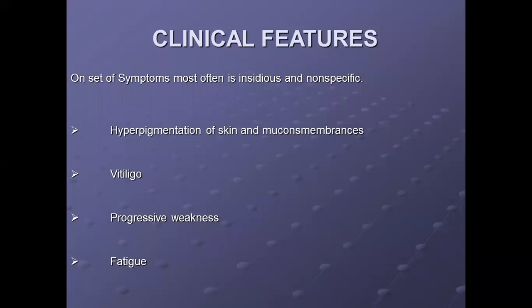Progressive weakness. Because there is electrolyte imbalance, there is hyperkalemia, hyponatremia, and also muscle weakness. Blood sugar is decreased, blood pressure is decreased, cardiac output is decreased. So usually patients feel fatigue and weakness. Proximal myopathy is very common. So fatigue, progressive weakness.